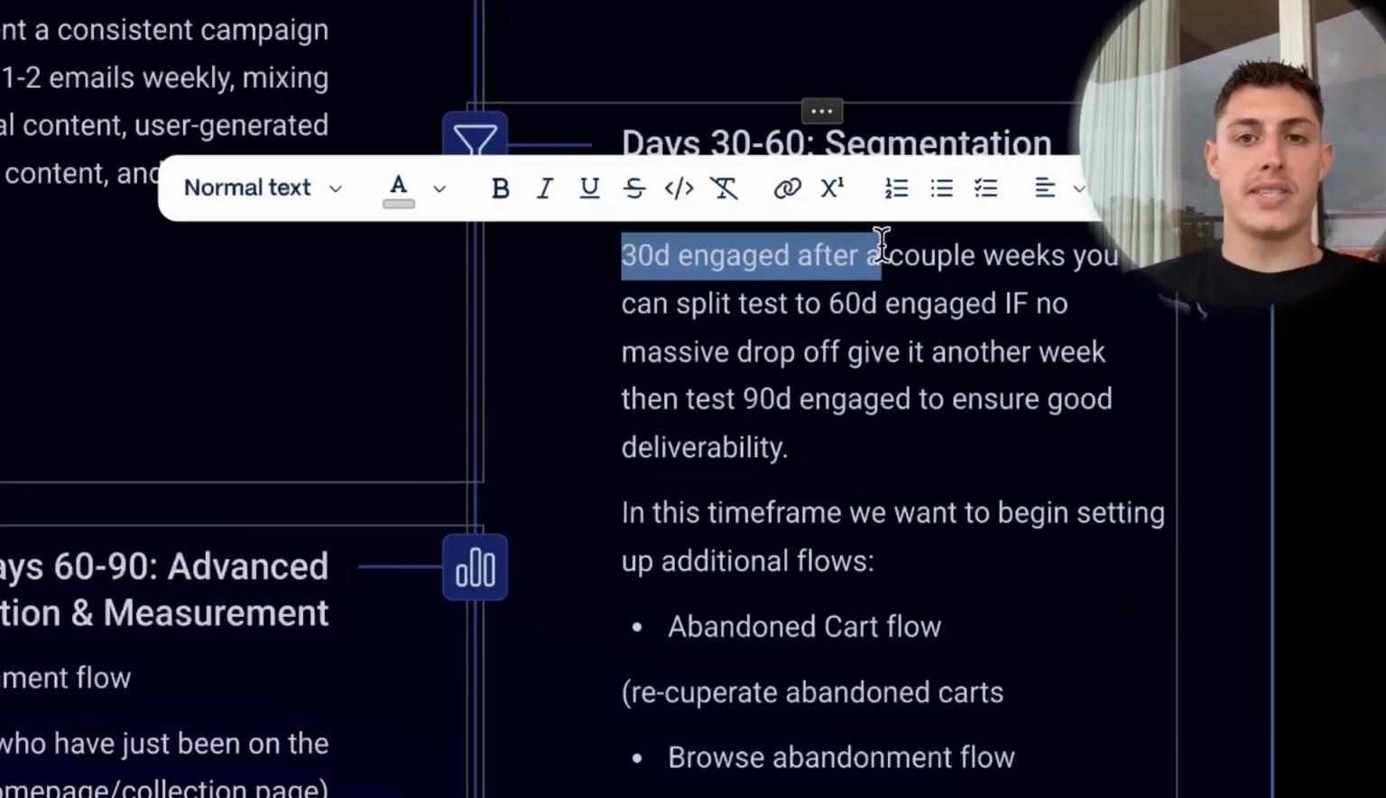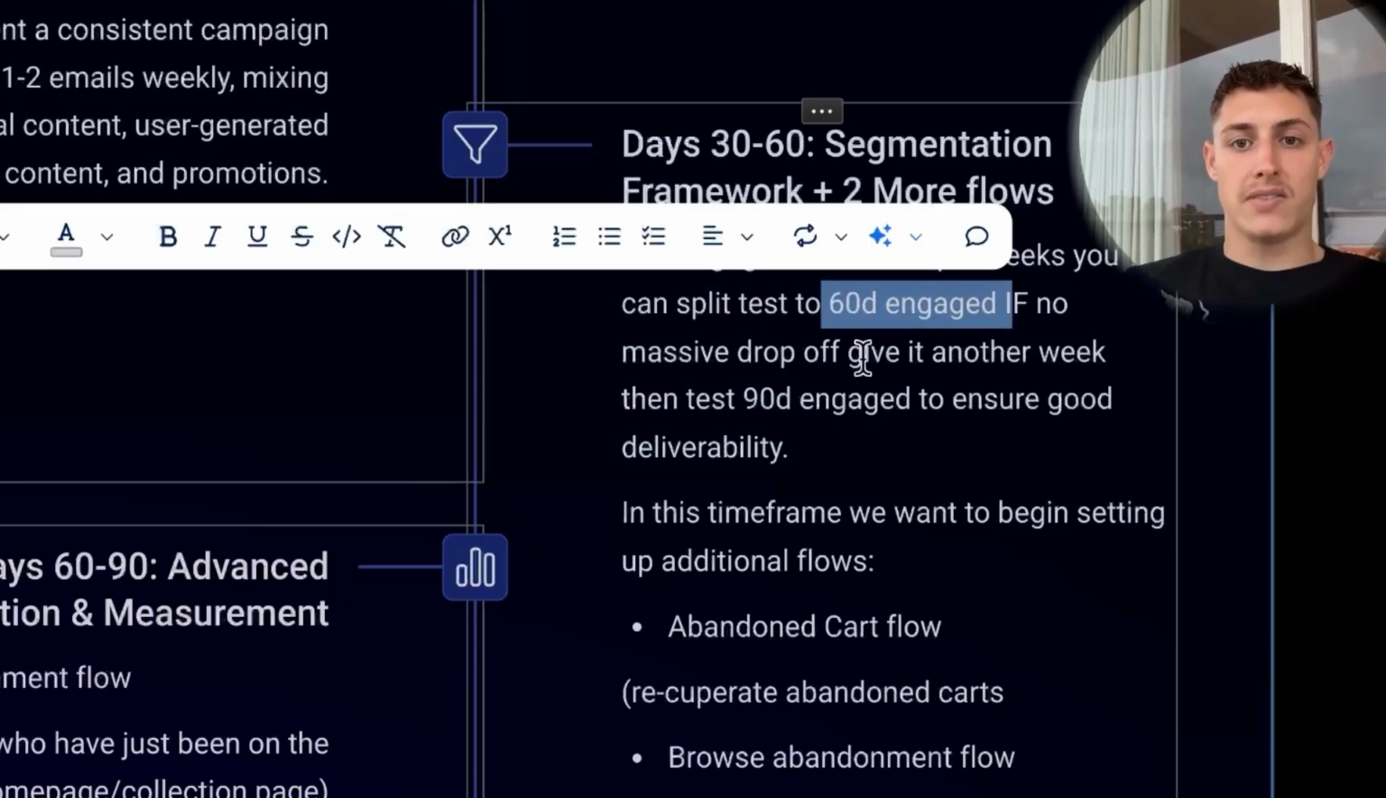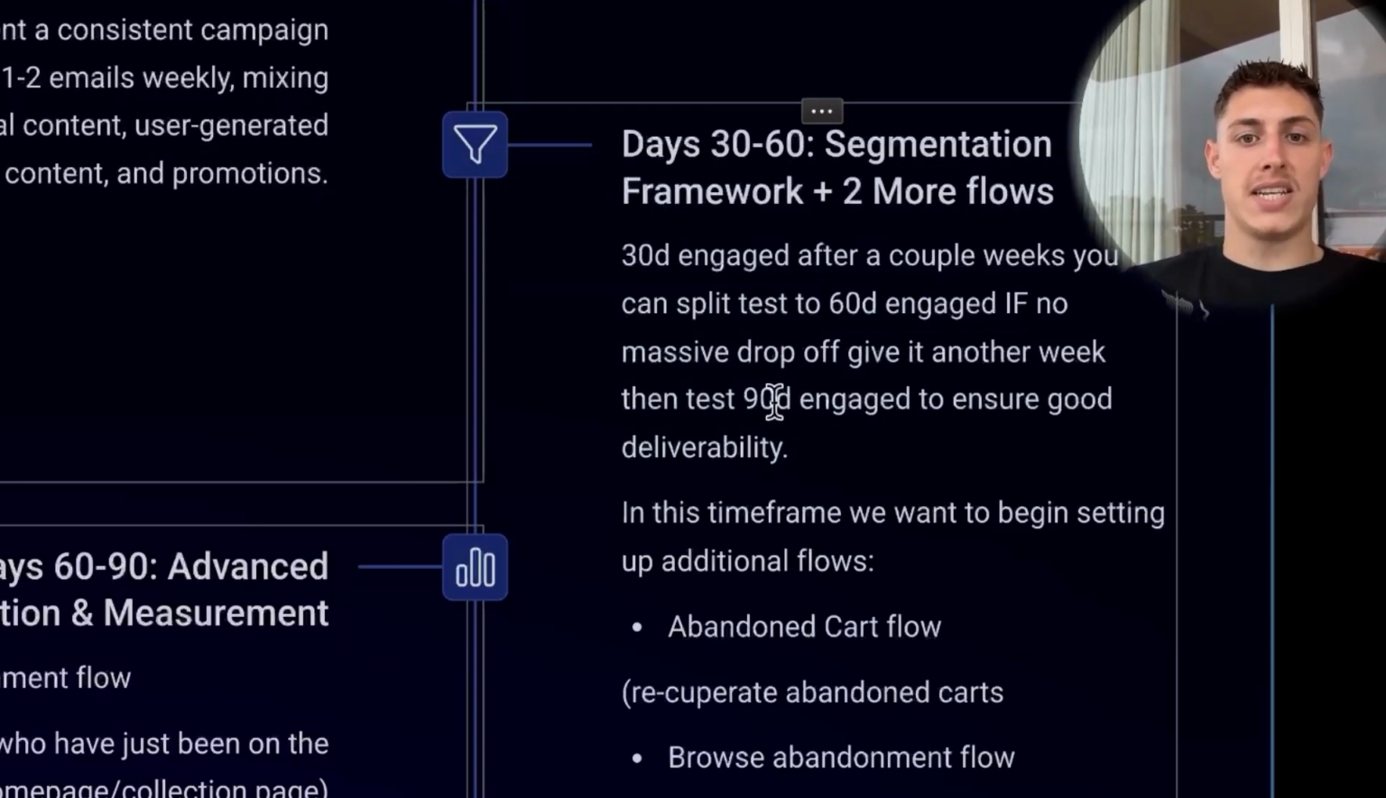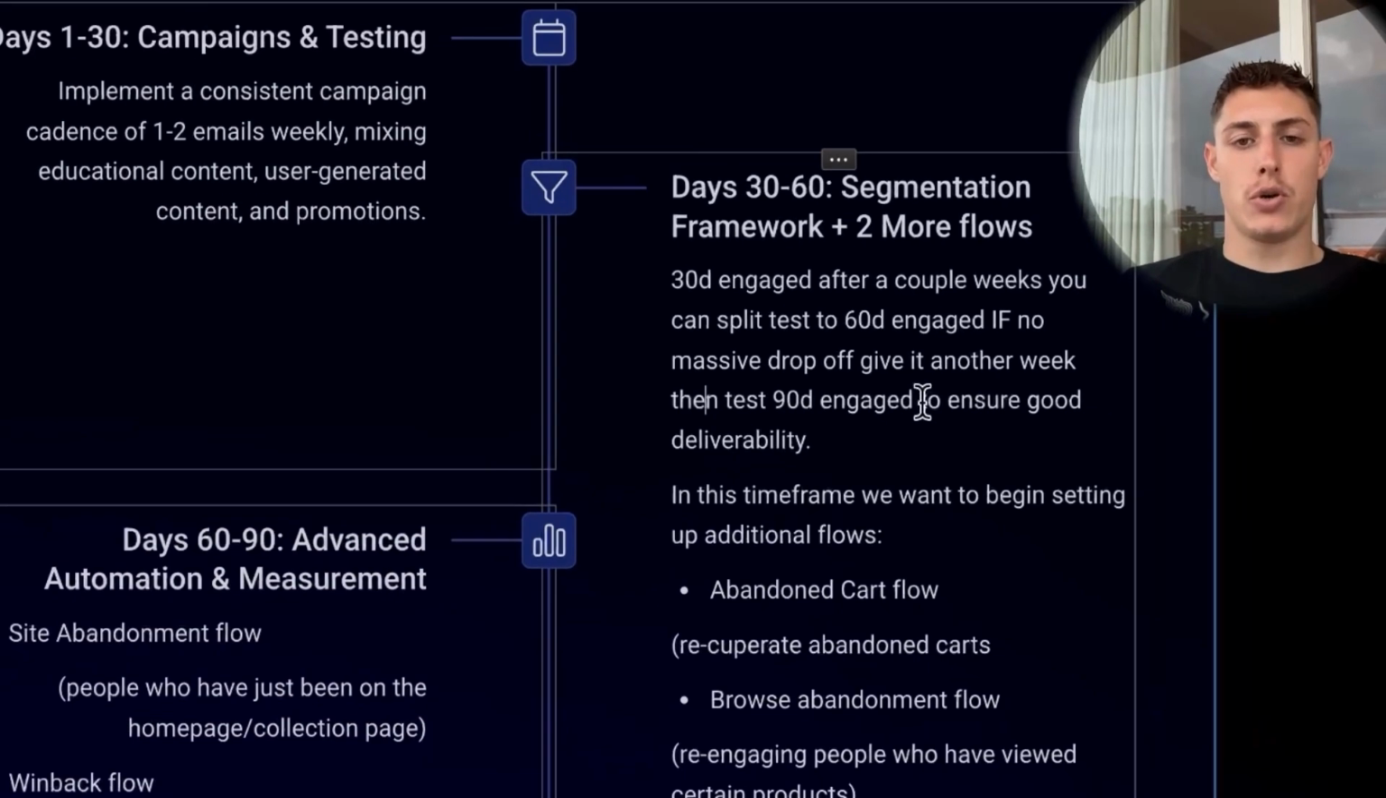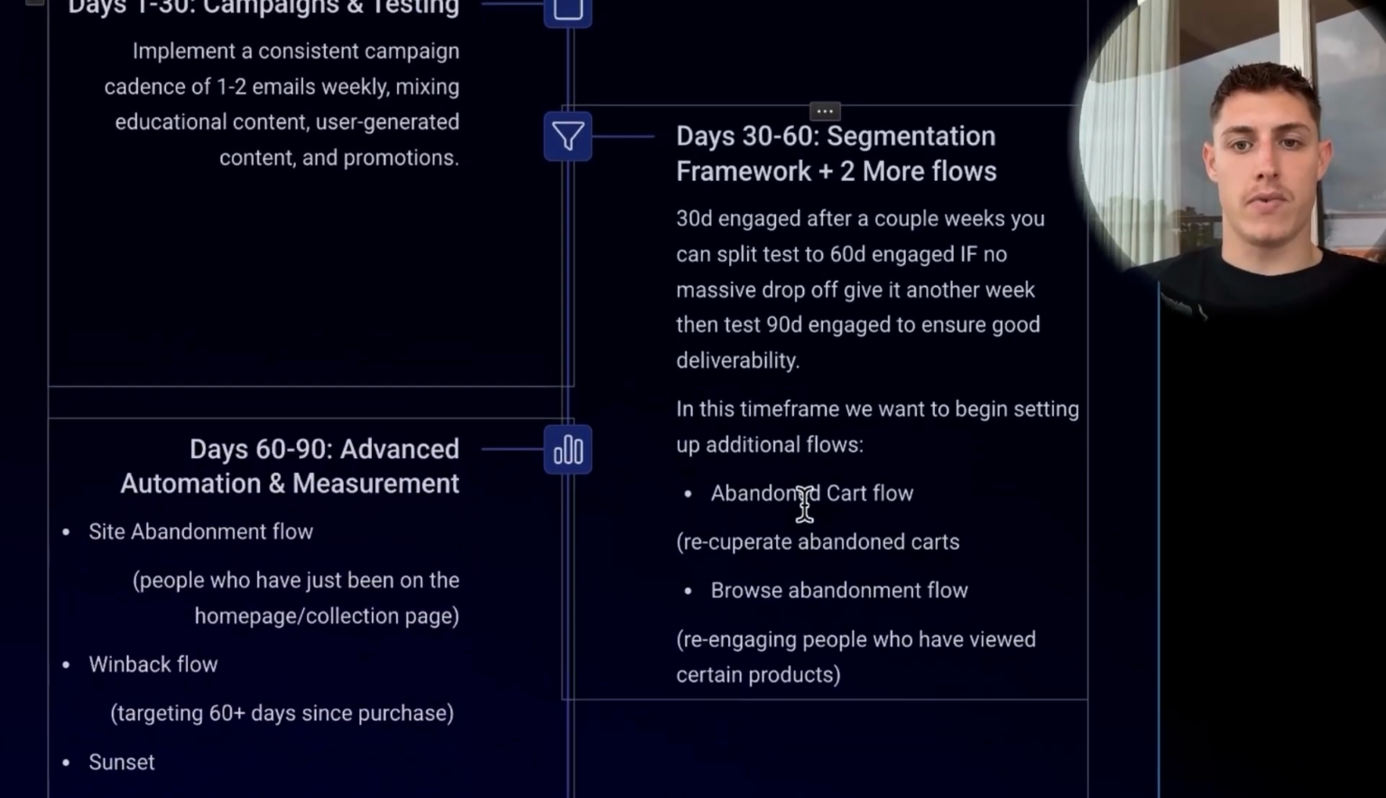If you get good deliverability after a couple of weeks, you can split test sending it to the 60-day engaged group. If there's no massive drop-off, you can give it another week and then potentially test the 90-day engaged, just to ensure we warmed up the list and have good deliverability, right?